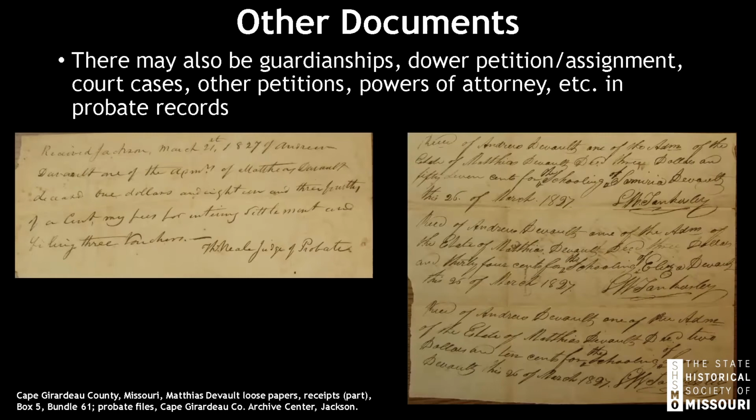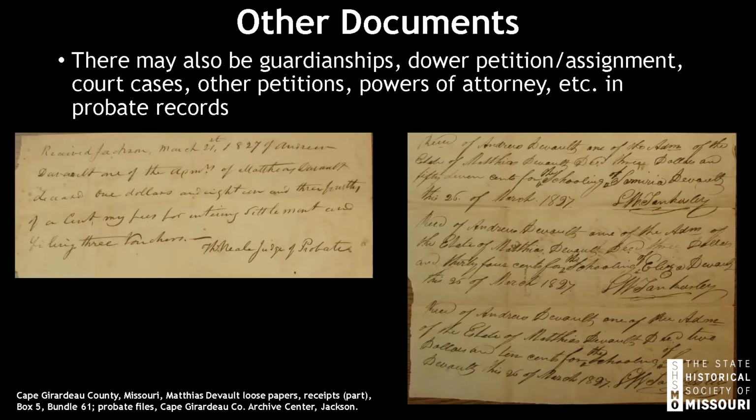Dower petition or assignment. The widow was entitled to 1/3 of all the property of the deceased during her lifetime. After her death, that 1/3 went back to the estate and was usually distributed amongst the surviving heirs. Or the widow could assign her dower right to someone else or just forfeit it. She had to do it in writing.